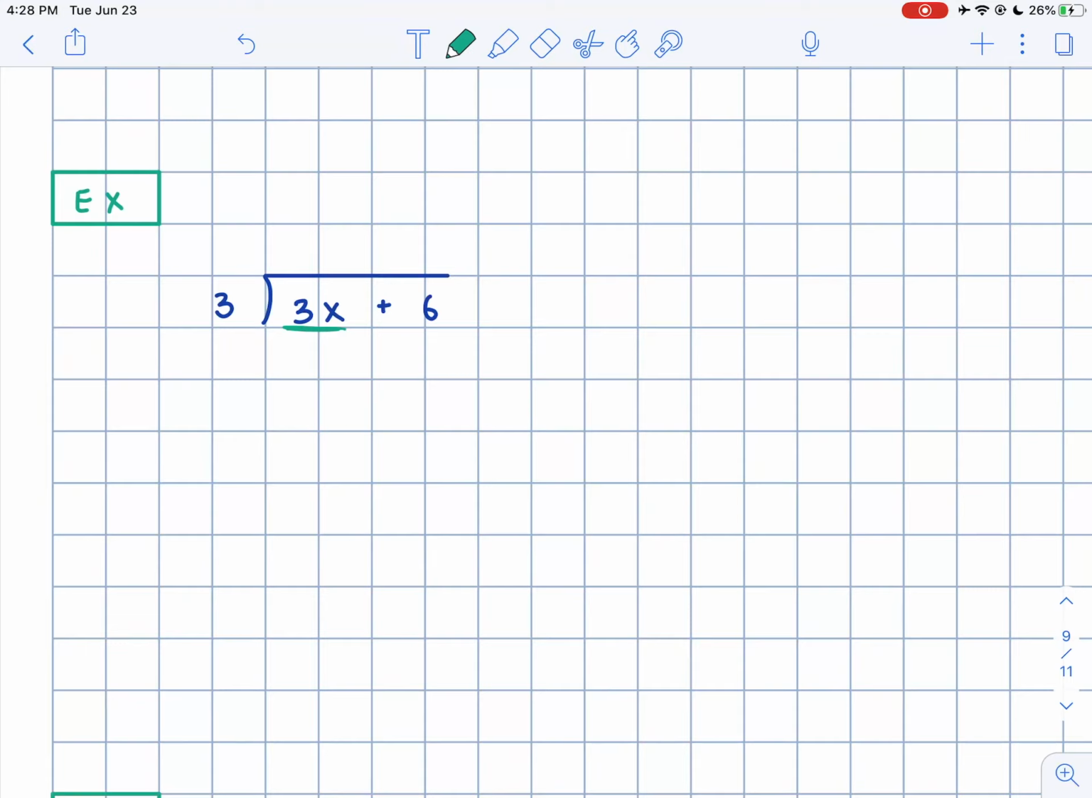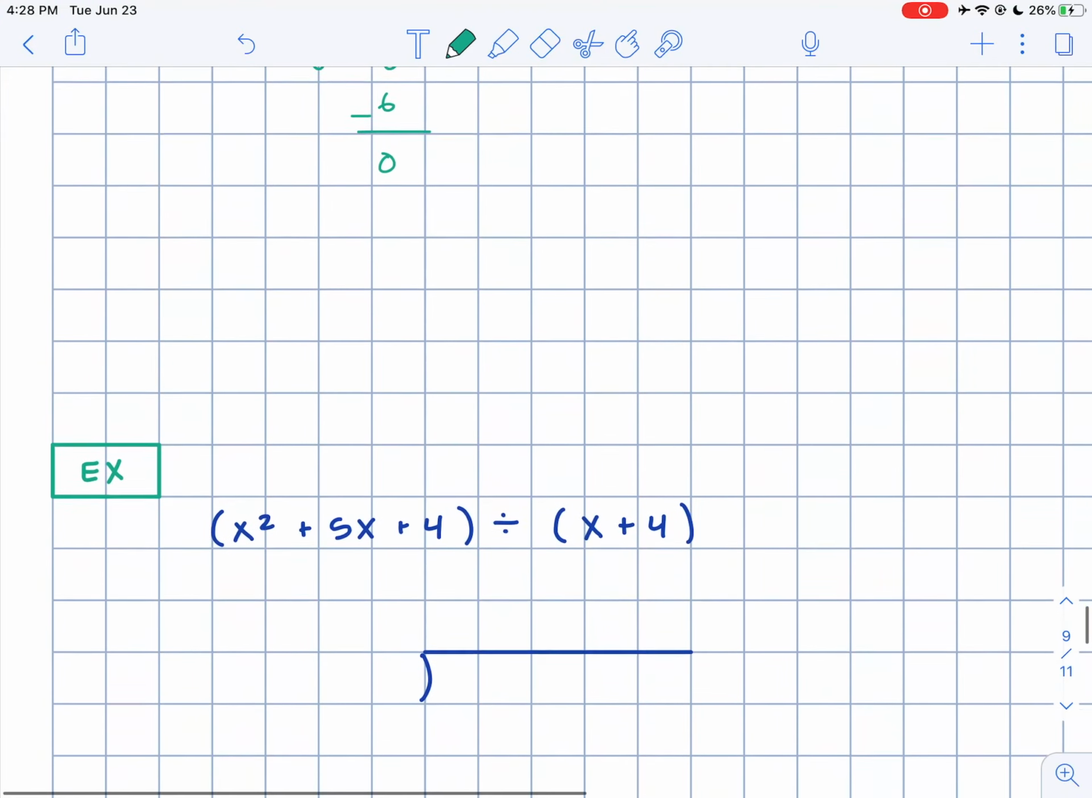How many times does 3 go into 3x? Or if we take 3 and we multiply it by something, it will give us 3x. So what is that something? It turns out it's x. 3 times x, 3x. But we have to subtract. So 3x minus 3x is 0, and bring down the 6. Now, how many times does 3 go into 6? 2. And keep in mind, this is positive 6, so it's plus 2. So now 2 times 3 is 6, and you have to subtract. So our answer is x plus 2, and we have no remainder.